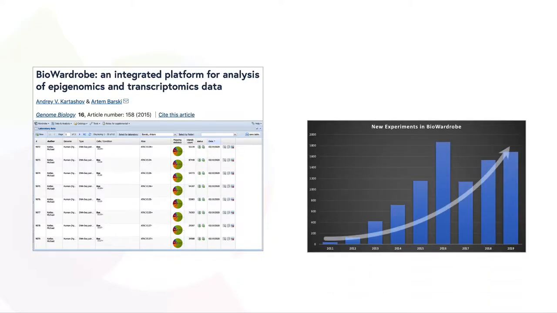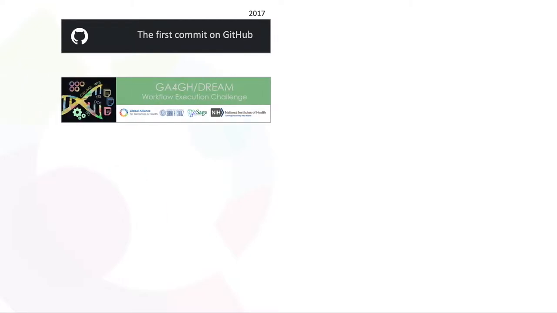The constantly increasing number of new experiments pushed us to start developing our own workflow management system. As a basis for that system, we chose Airflow. We started our project on GitHub in 2017, already having some implemented ideas and solutions for replacing our old Python scripts with the new CWL pipelines. Once we got working code, we decided to take part in the Workflow Execution Challenge, organized by the Global Alliance for Genomics and Health in 2017.